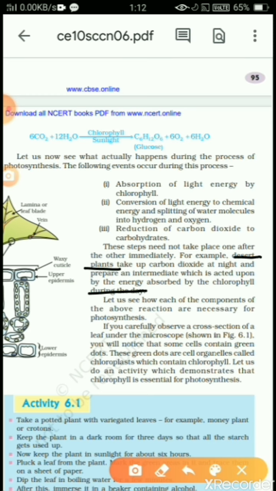According to their requirement and according to the environment, the plants can accumulate energy or absorb different things as they need.